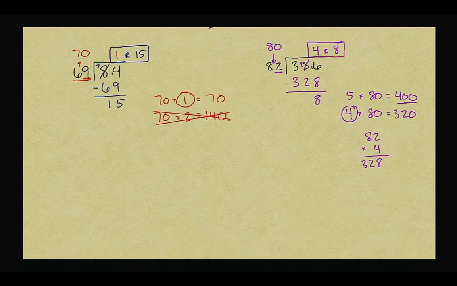And that right there is how you divide by rounding the divisor. Thank you.